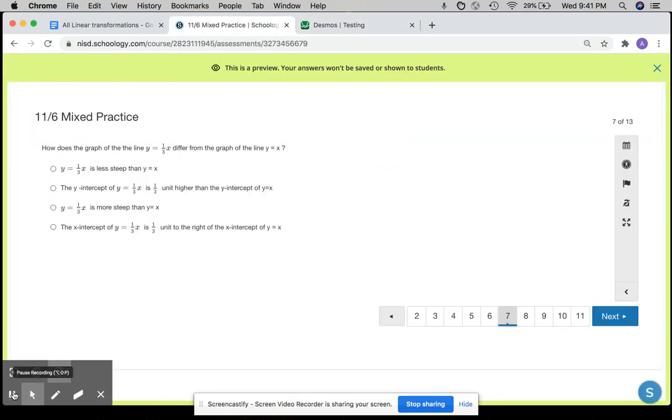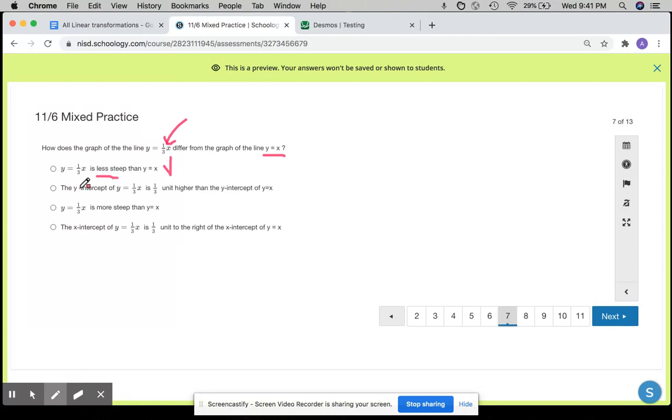Next question. How does the graph of the line y equals 1/3 x differ from the graph of the line y equals x? So y equals 1/3 x is less steep than y equals x. So you want to recognize that this is multiplication with x. So anytime it's multiplication, it is changing my slope. So if I have a slope of 1/3, it's up 1 right 3, up 1 right 3. So you're going to notice that your line does become less steep than the parent function. So the answer choice would be less steep.